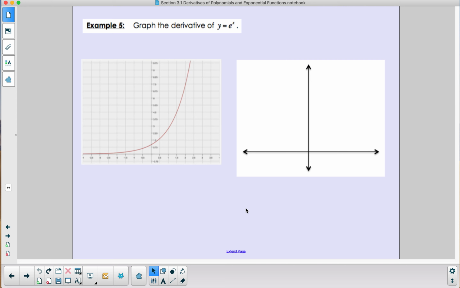All right, our last topic for today is to find the derivative of e to the x. The way we're going to do that is we're going to start out by graphing the derivative of e to the x. So remember, derivative is the slope of the tangent line. And so what we would do is look at the slope of the tangent line here and follow it along. I have a little picture that should help us see this.